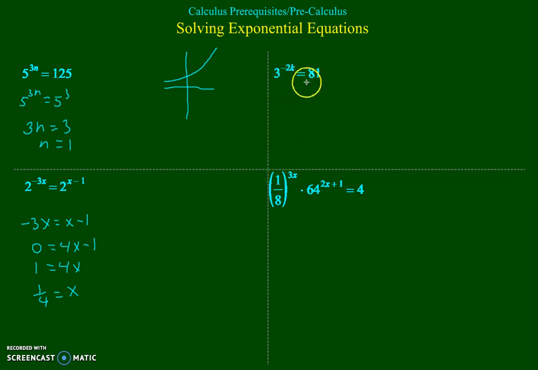All right, let's move up to this one. Can we put this 81 in terms of an exponential with a base of 3? Well, yes, we can. 81 is 3 to the 4th. So this is 3 to the negative 2k equals 3 to the 4th. So using the one-to-one property, negative 2k equals 4. And if we divide by negative 2, k equals negative 2.